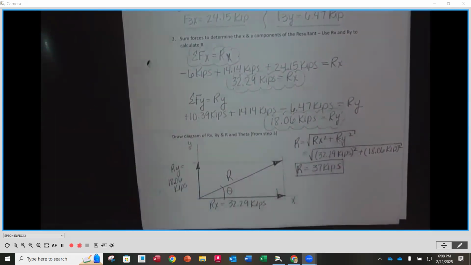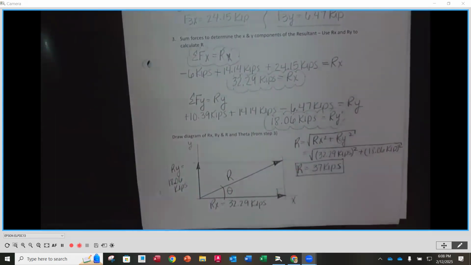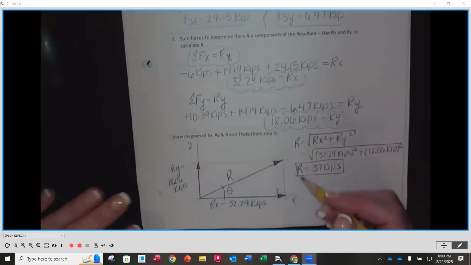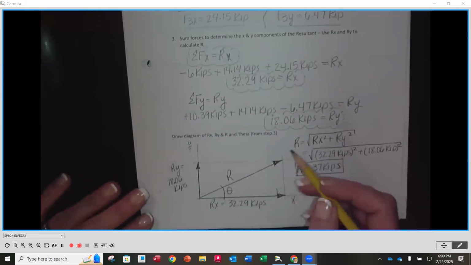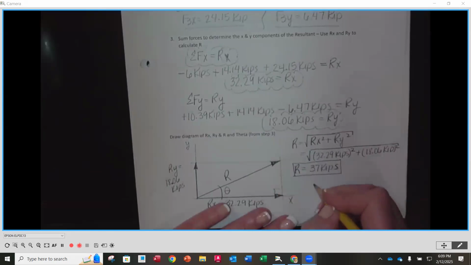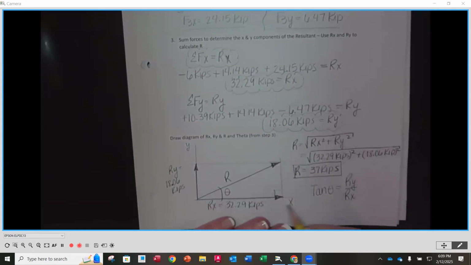You can imagine equivalent lengths on the opposite sides to see that right triangle, but they are not found out there. So do not add a label or any numbers out here or any vectors. So this is going to be side opposite. So tan theta is going to be equal to our Ry over our Rx, side adjacent.